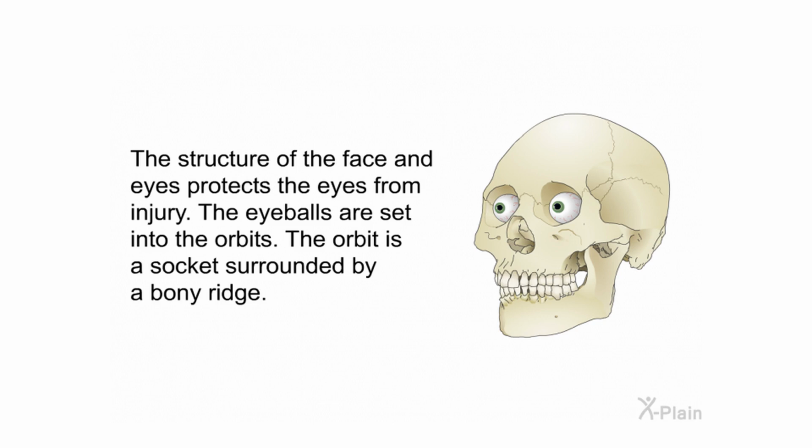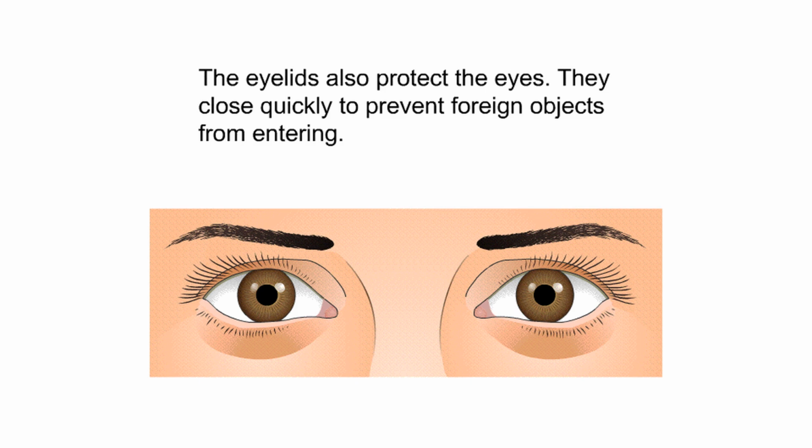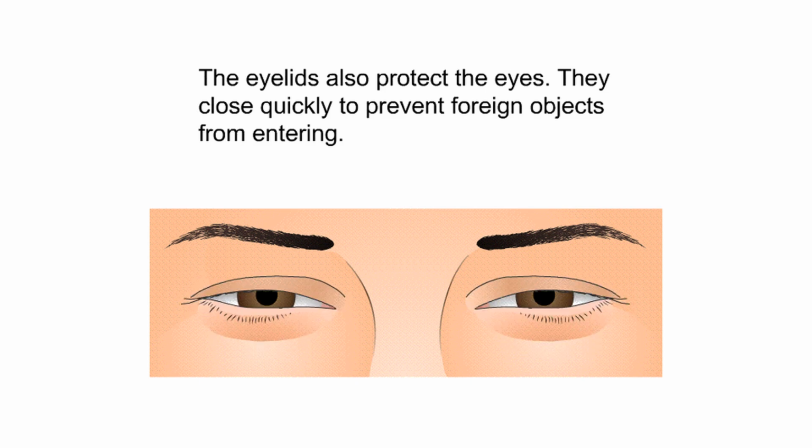The structure of the face and eyes protects the eyes from injury. The eyeballs are set into the orbits. The orbit is a socket surrounded by a bony ridge. The eyelids also protect the eyes. They close quickly to prevent foreign objects from entering.